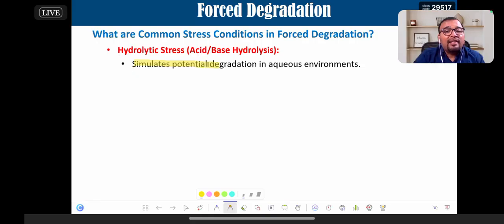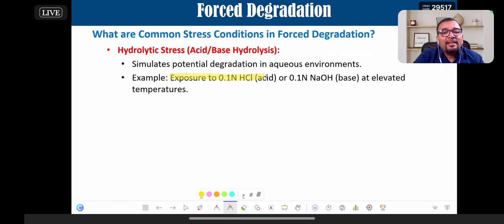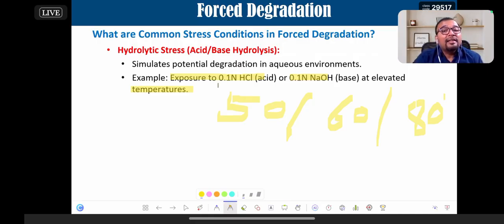Simulate potential degradation in aqueous environments. This study is generally conducted in water. So you try to dissolve the sample and add the acid, and in another case you add the base or alkali. An example is exposure to 0.1 normal HCl or 0.1 normal NaOH at elevated temperatures. You can also use a higher temperature like maybe 50 degrees Celsius, 60 degrees Celsius, or sometimes maybe 80 degrees Celsius, right? And you can increase or decrease the strength of the acid as well based on the degradation outcome.